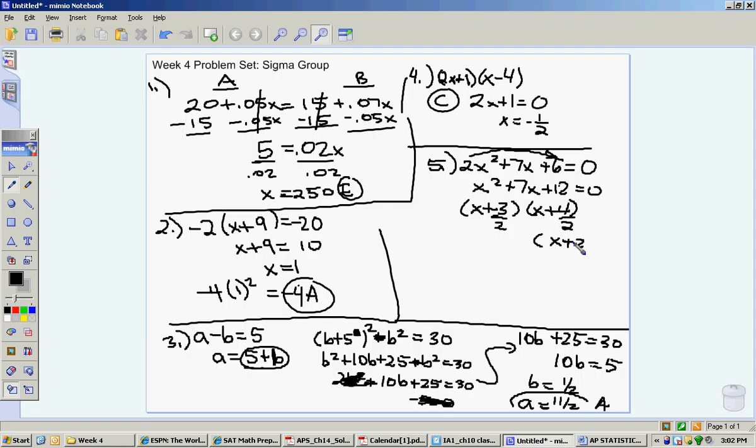giving us 2x plus 3. Now we can solve them, setting each one equal to 0. First one gives us x equals negative 3/2. Second one is negative 2. When we combine these, we get negative 3/2, which is answer choice B. Not too much room here. Let's see if we can squeeze number 6 in.